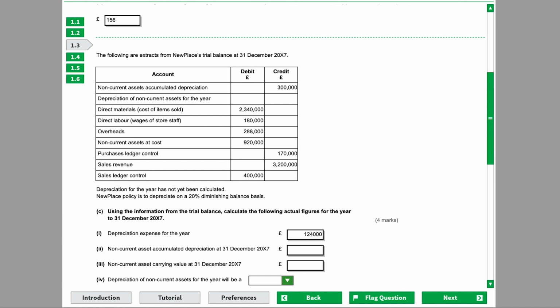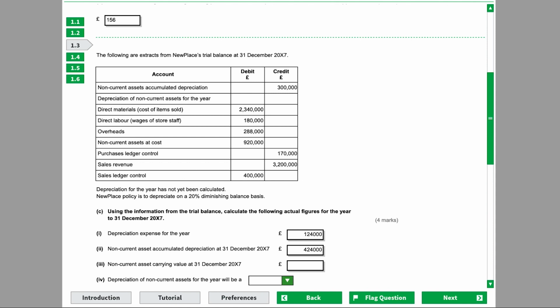Next, it wants the non-current asset accumulated depreciation at the 31st of December. All we need to do for that is take the current balance on the accumulated depreciation account, which is the 300,000, and add on the depreciation expense that we've just calculated in part I. So it'd be 300,000 plus the 124,000 to give us accumulated depreciation now at 424,000.